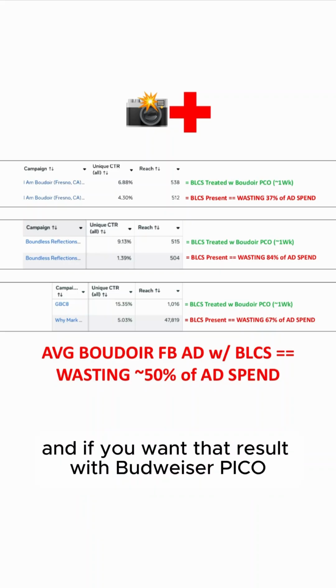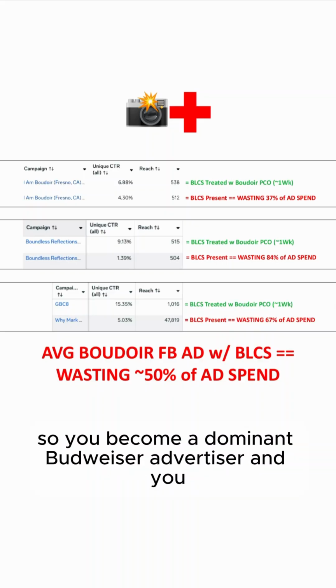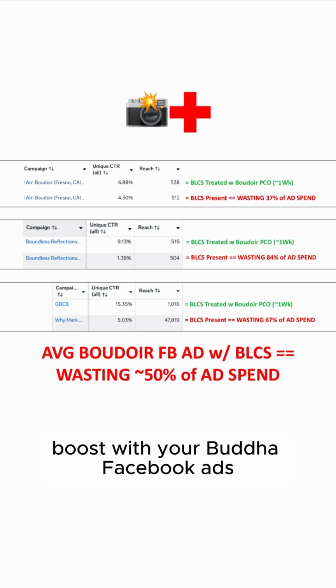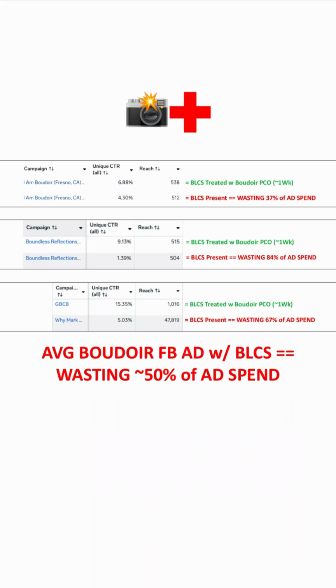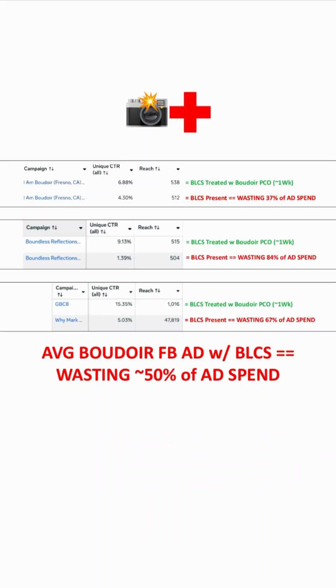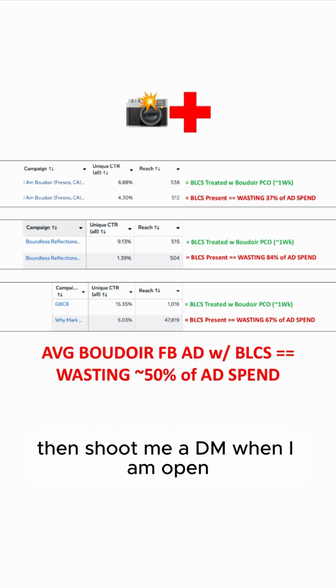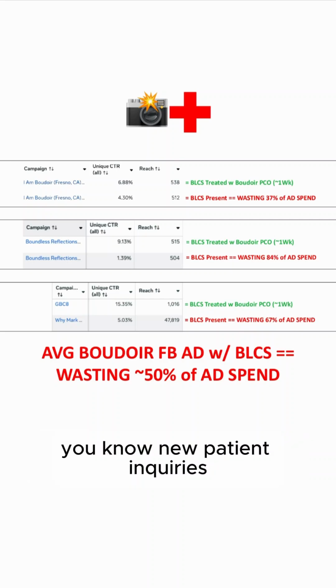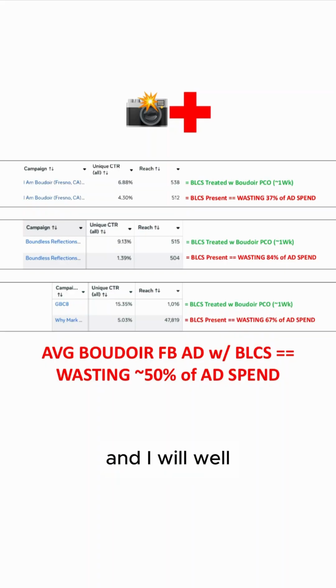And if you want that result with Boudoir Pico, because you want to achieve pre-click alignment, so you become a dominant boudoir advertiser, and you achieve boudoir brain entry boost with your boudoir Facebook ads, because you need that on your path to becoming the #1 boudoir photographer in your city, then shoot me a DM when I open for new patient intake, new patient inquiries.